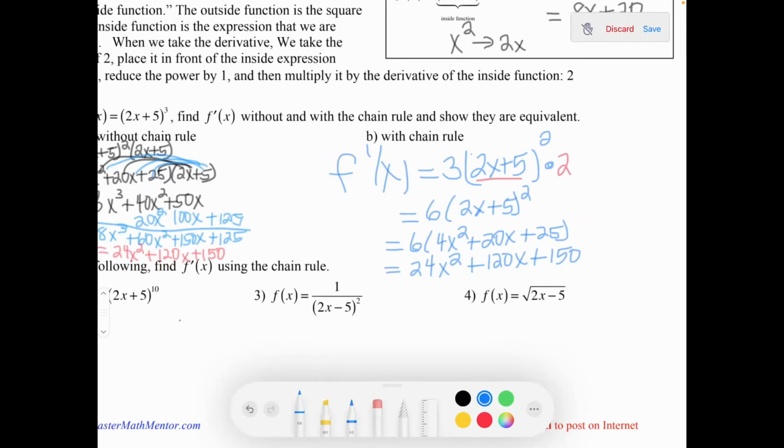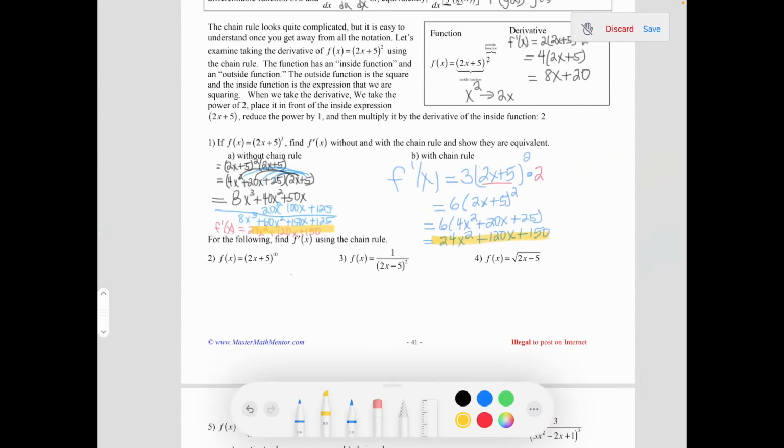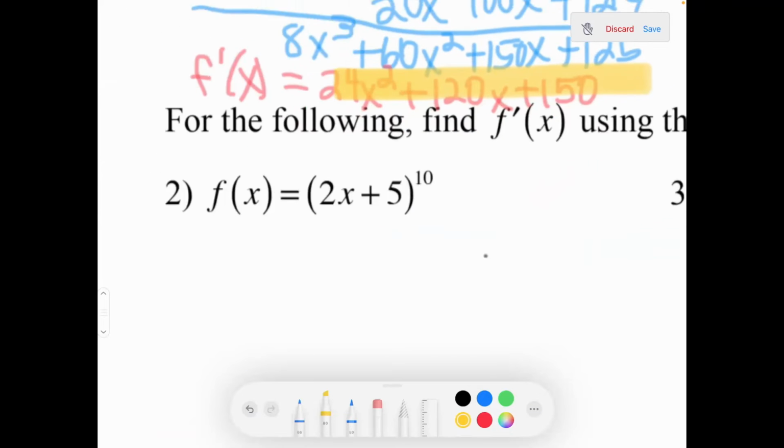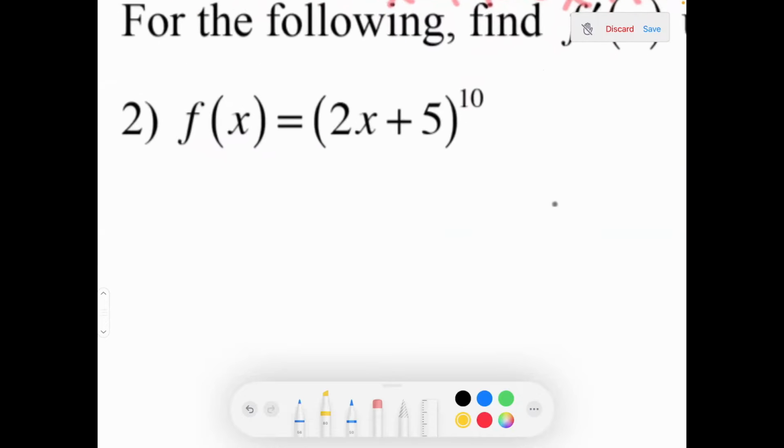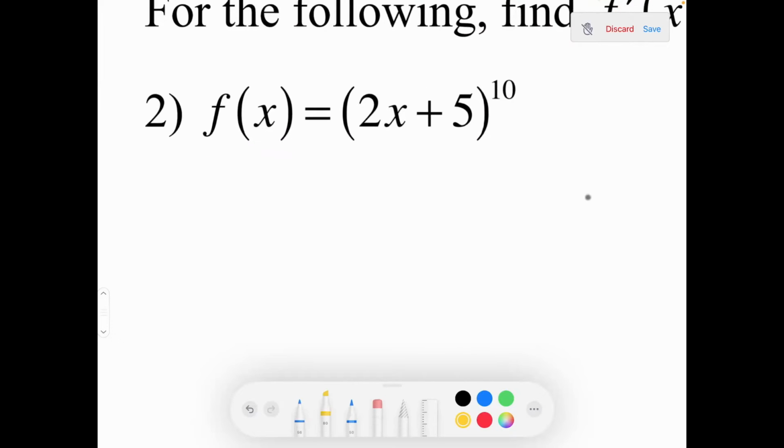And if we compare these two, that one and that one, we see that they are the same. So chain rule does work. All right, number 2, 2x plus 5 to the 10th power. While we could do this without the chain rule, it would take forever. And we don't really want to do that. So we're just going to hop right into the chain rule.